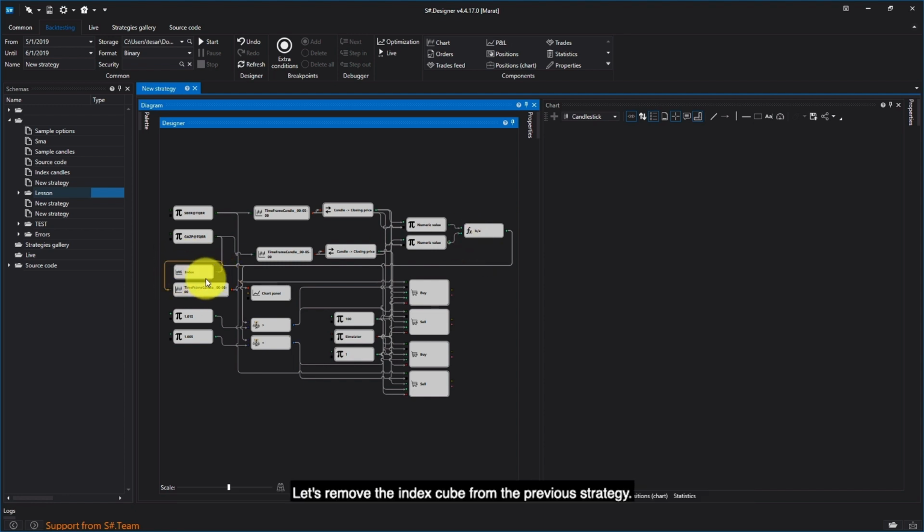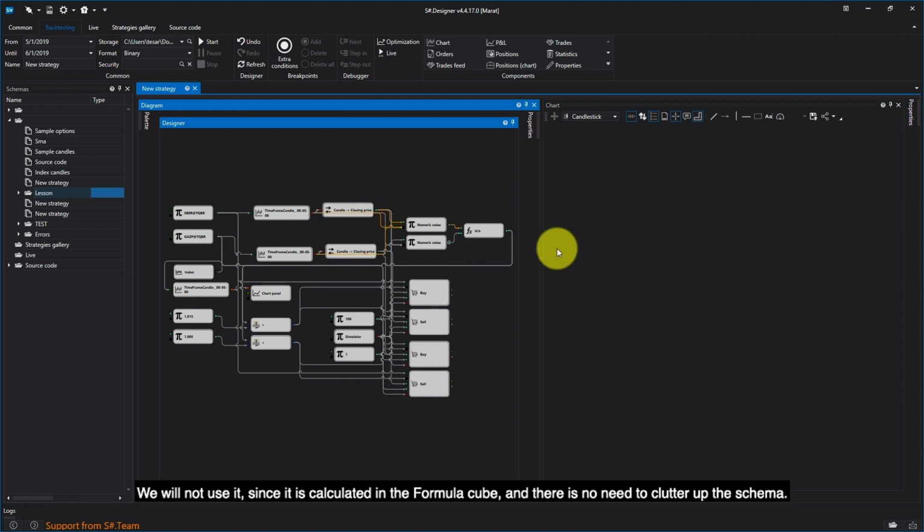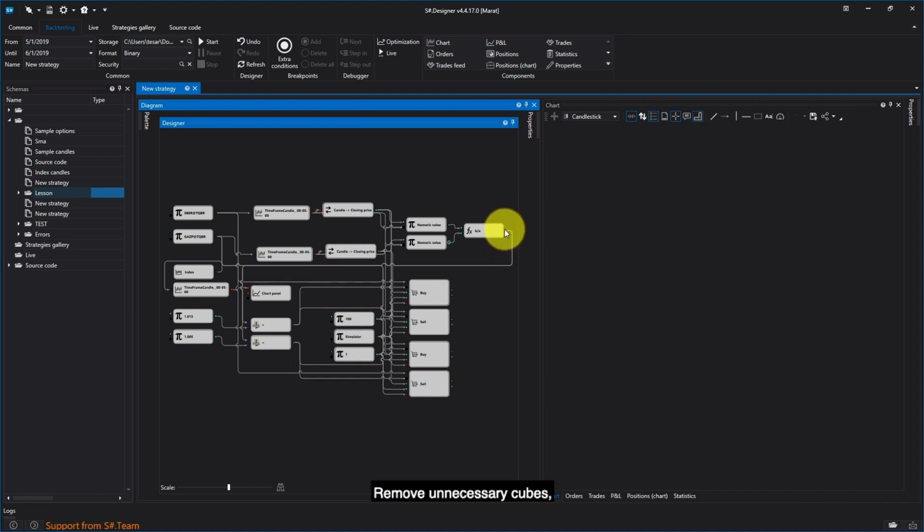Let's remove the index cube from the previous strategy. We will not use it since it is calculated in the formula cube and there is no need to clutter up the schema. Remove unnecessary cubes and shift the schema a little for convenience.